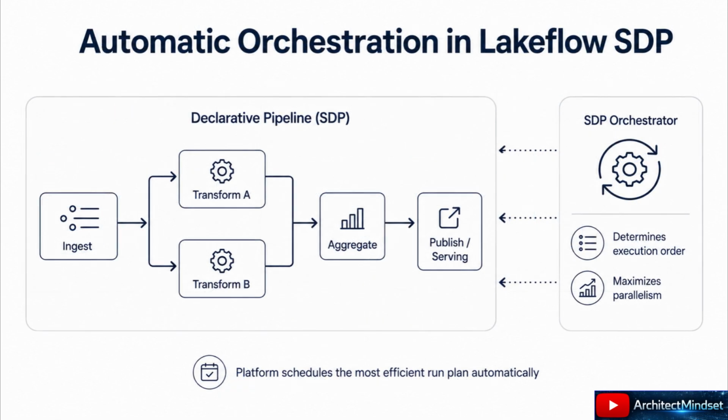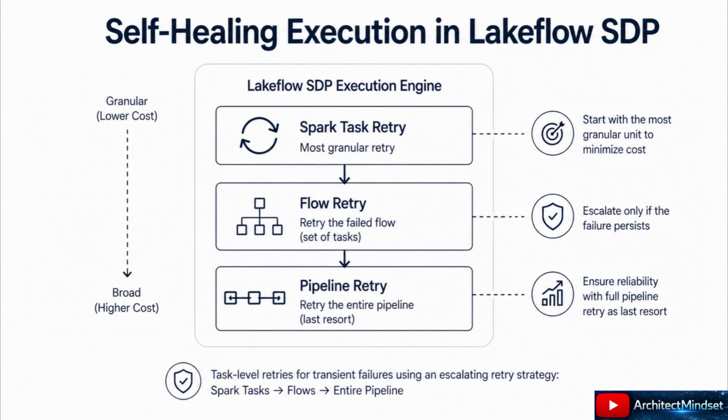SDP analyzes tasks to determine the necessary execution order based on data dependencies, eliminating the need for manual orchestration. So the system intelligently runs independent tasks simultaneously to reduce the overall runtime. The system includes task-level retries for transient failures, starting with the most granular unit to save cost. It employs an escalating retry strategy, starting with Spark tasks, then flows, and finally the entire pipeline.